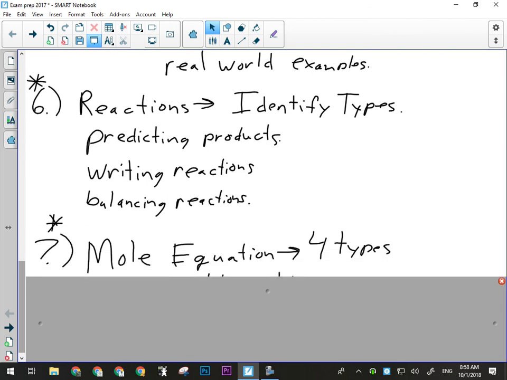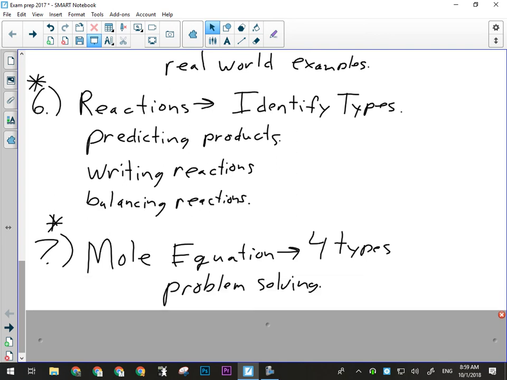Okay, and then we talked about the mole equation. There's only 4 ways I can ask you a mole equation question. Make sure you know all 4 in case they're all on the test. Or maybe 3 out of 4 are on there, but you don't know which 3. So there'll be some problem solving to do with that. But it's exactly what we've been doing in class. Here's the problem, write your givens, write the formula. It's pretty cookbook.